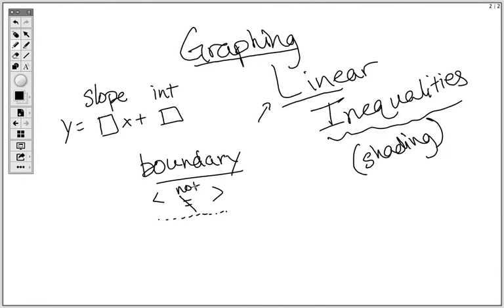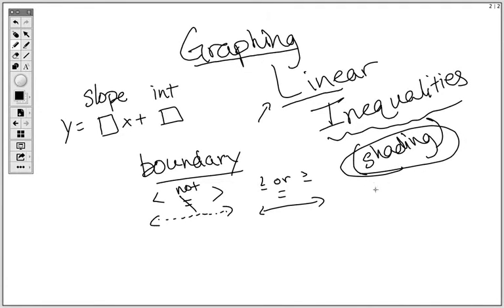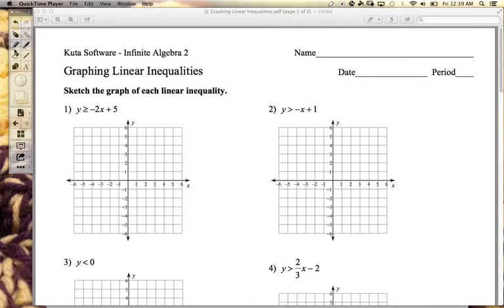But if it's the or equal to, so if you have the less than or equal to, or the greater than or equal to, then that would be a solid line. So either we're going to have a dotted line or a solid line and some shading. And for the shading, we're going to be looking at one key thing, and that's testing a point. So we're going to test some points, or at least one point. So let's do it. Here we go.